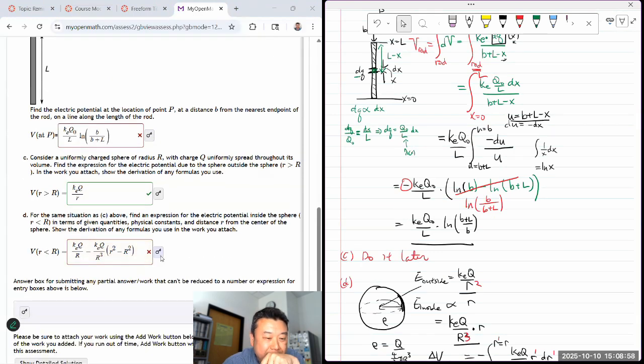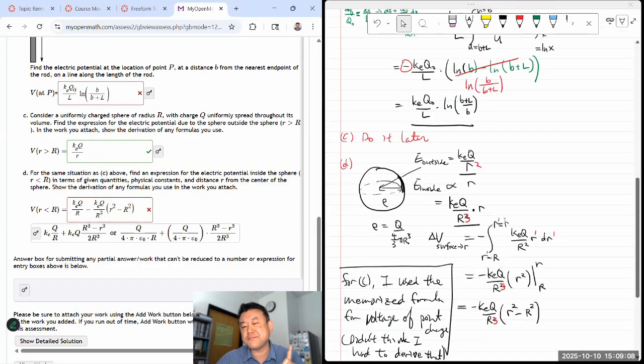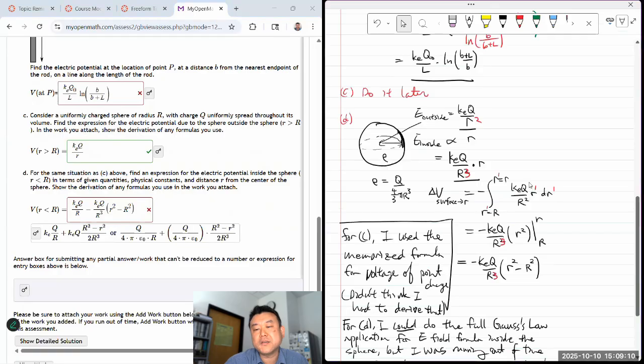And wait, this one wasn't correct. I thought this would be correct. kQ over R plus. There's a factor of 2 I missed. Oh yeah, this is a mistake I did make. In doing the antiderivative, I missed a factor of 1/2. So yeah, that is an actual mistake. I shouldn't have done it. This is what happens when you are in a hurry. There's a factor of 1/2 in the antiderivative that I forgot. So yeah, mea culpa. That's the correct answer.